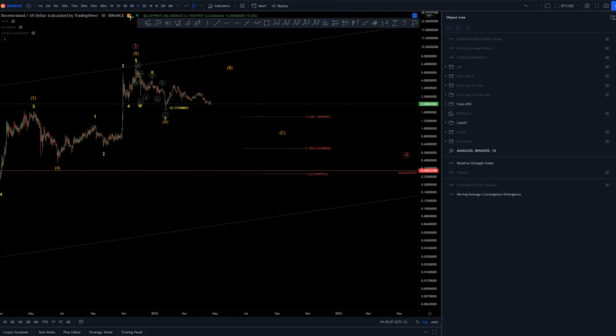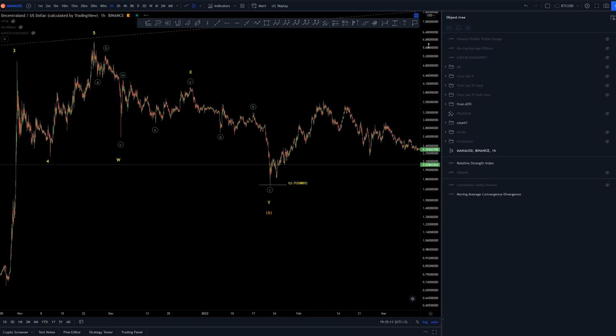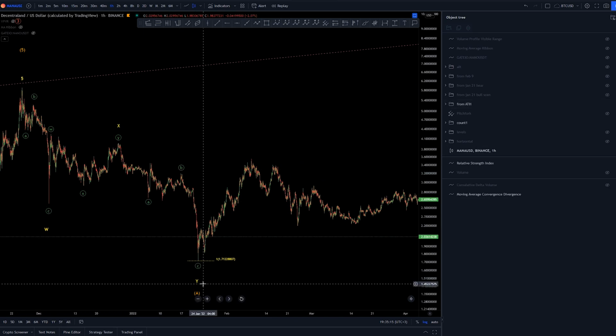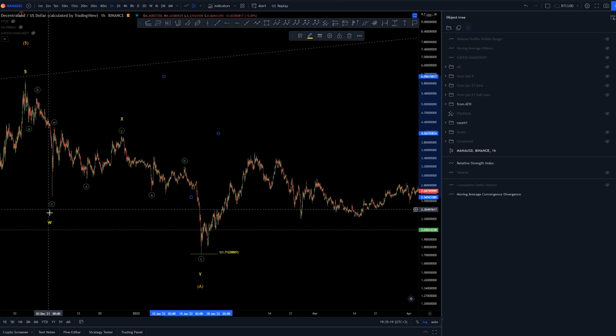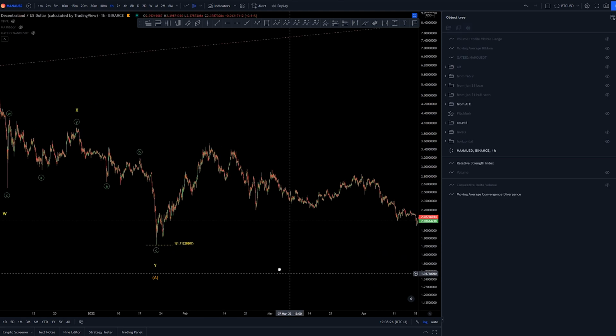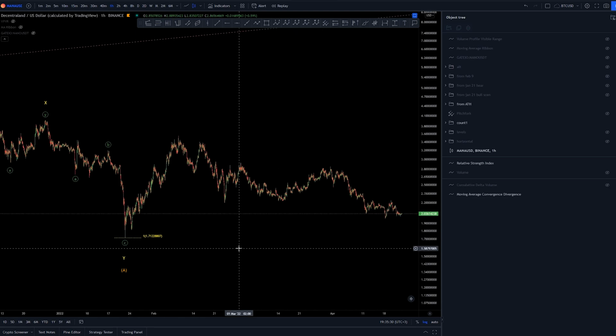So let's get to the current price action. We had established a possibility of this being a WXY. Down to here we got a one-to-one extension for the Y wave of this WXY, and the extension hitting the one-to-one perfectly here. Now the A wave marked here is a possibility, not confirmed yet.